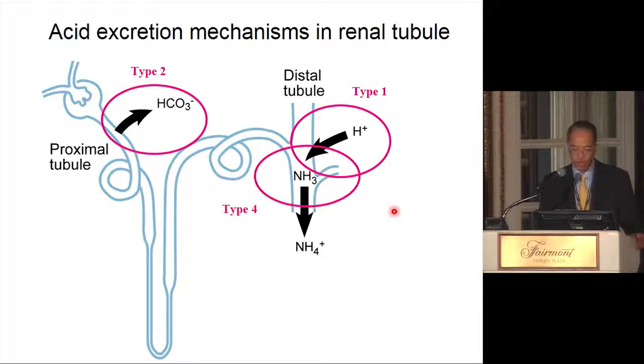In a type 4 RTA, the major problem is the inability to generate enough ammonia to mop up the hydrogen ions. So they can still secrete hydrogen ions and they can lower the urine pH, but the amount of acid that's actually gotten rid of from the body is insufficient because there isn't really much ammonium being excreted. So in all of these cases, there's decreased ammonium excretion, and that's why the urine anion gap works in all of them. And this is just small print that there are some cases which look like type 1 and type 4.